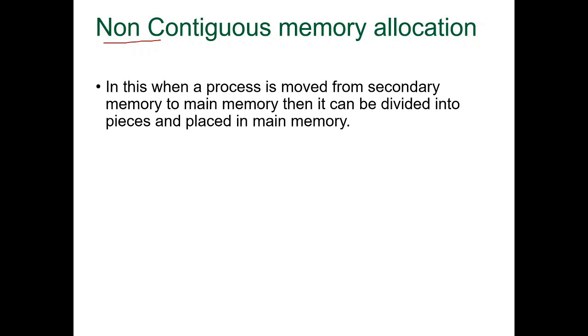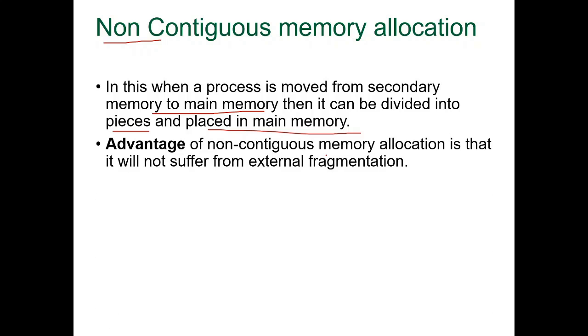When a process is moved from secondary memory to main memory, it can be divided into pieces and placed in main memory. That process data is divided into pieces of different memory sizes, and it is placed in the main memory. The advantage of non-contiguous memory allocation is that it will not suffer from external fragmentation.